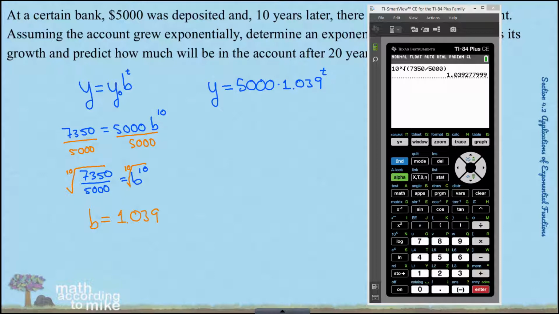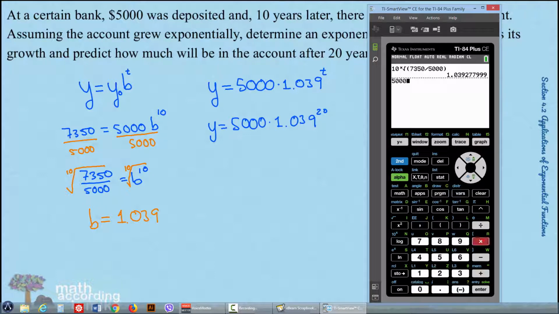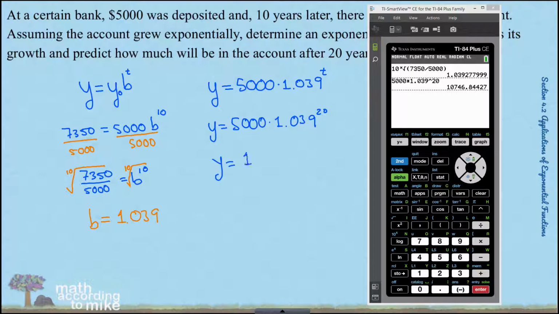So now to finish this off, how much will be in the account after 20 years? We're going to put in 20 for t. And hit enter. $10,746. Let's go to 2 places because it's money. And 84 cents.